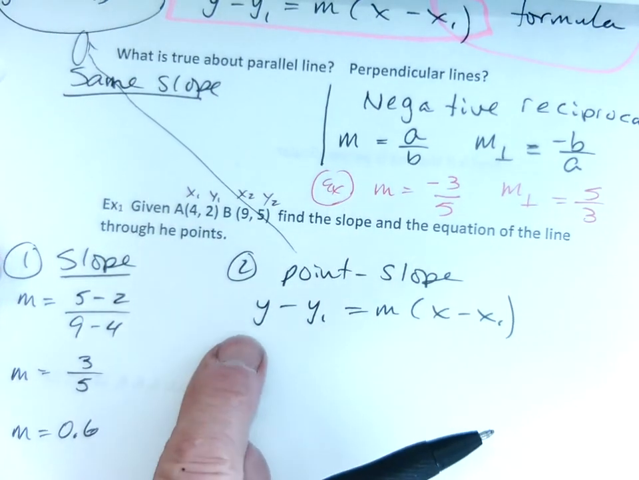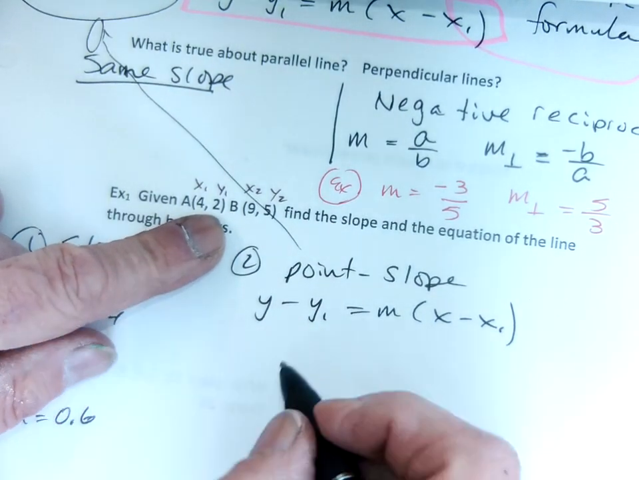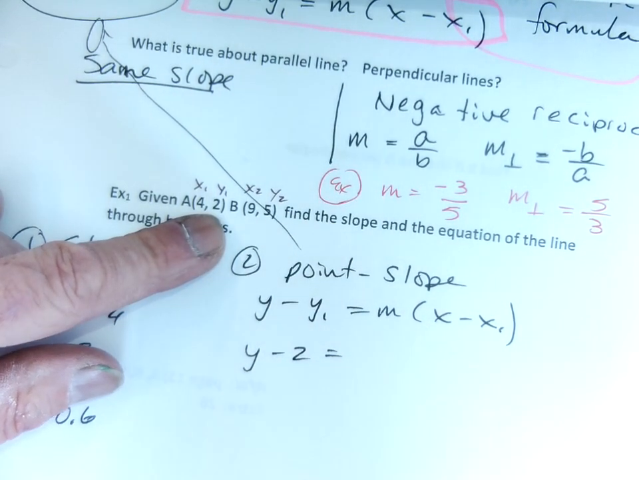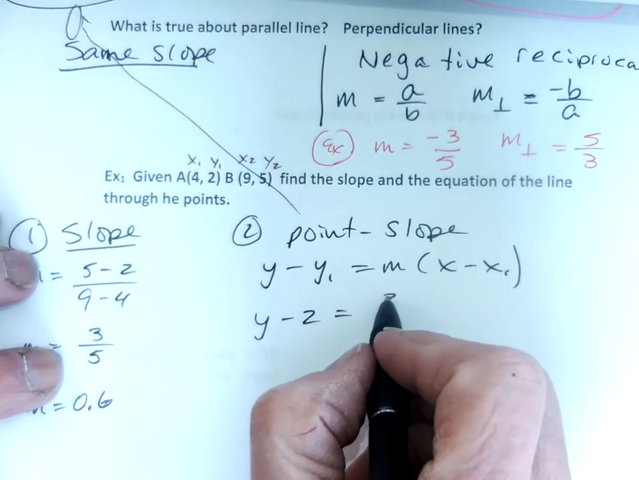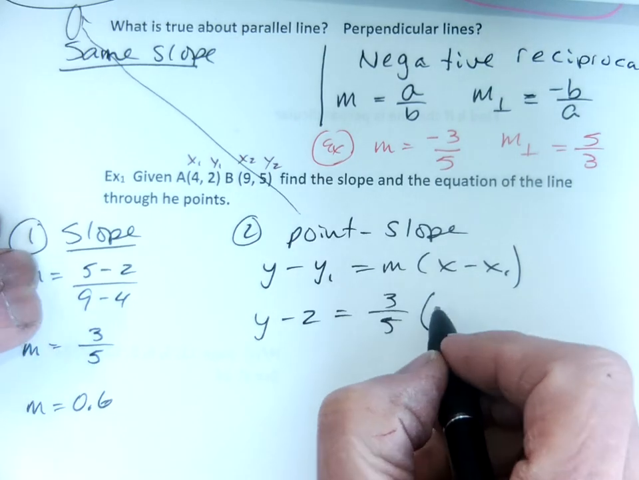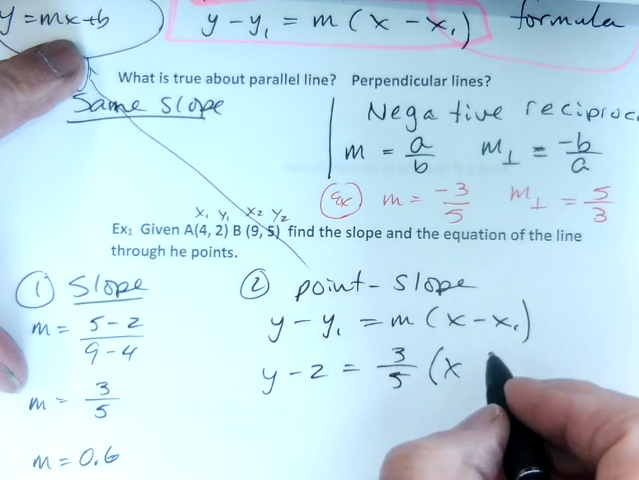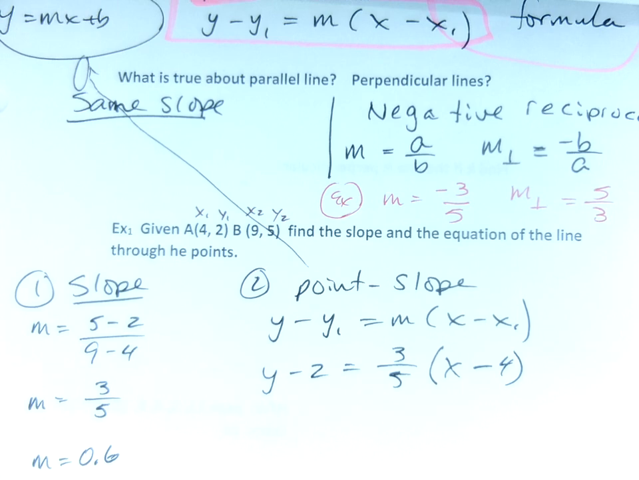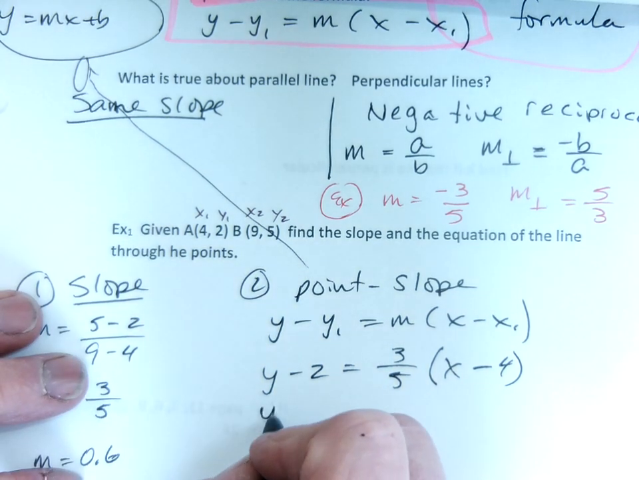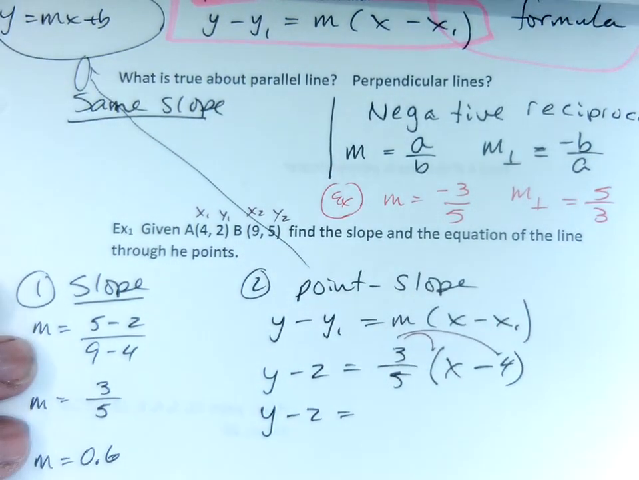So, my y is my y variable, but my y1 is 2. So I'm going to rewrite this as y minus 2 equals m, which is 3/5, times x, which is my x variable, like the x right up here, minus x1, which is 4, okay? Y minus 2 is equal to, I'm going to distribute that times that times that.